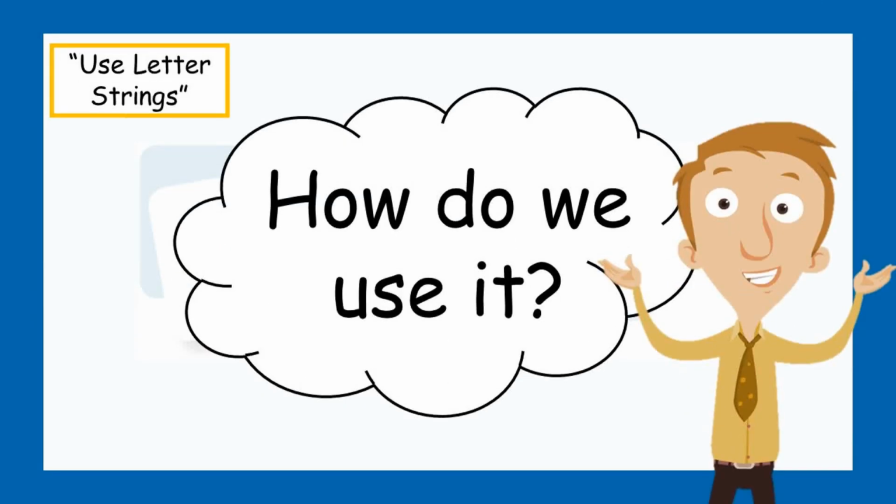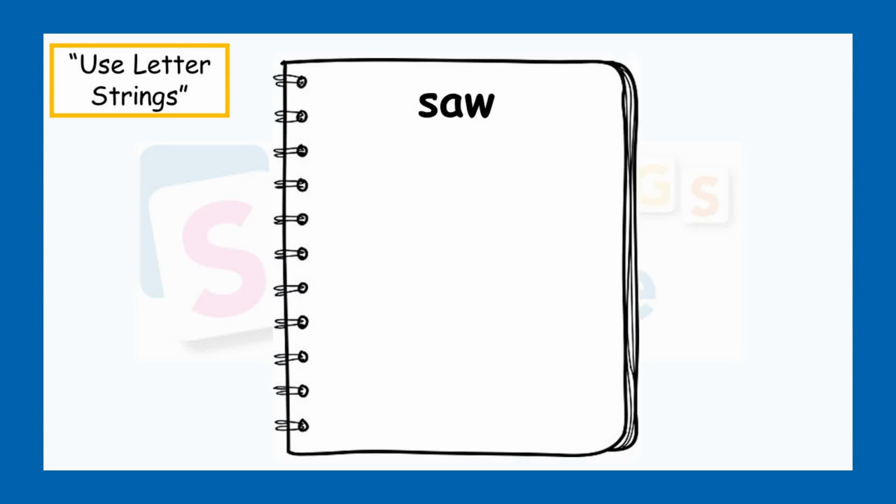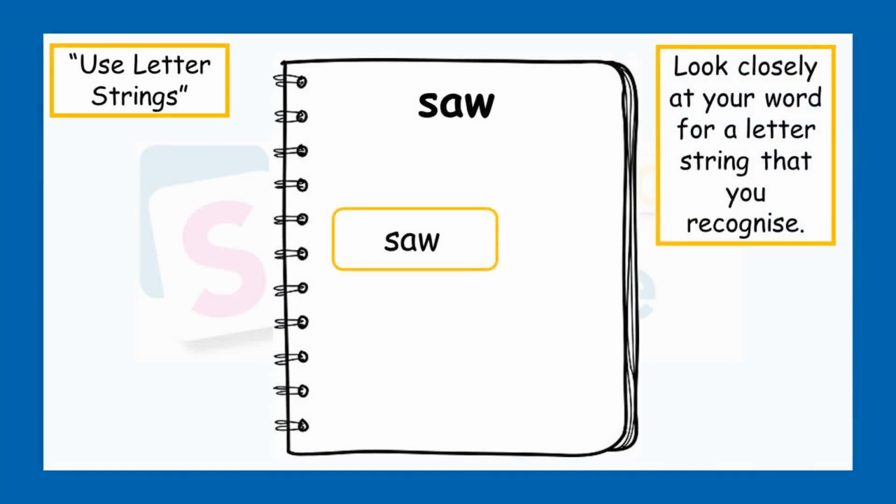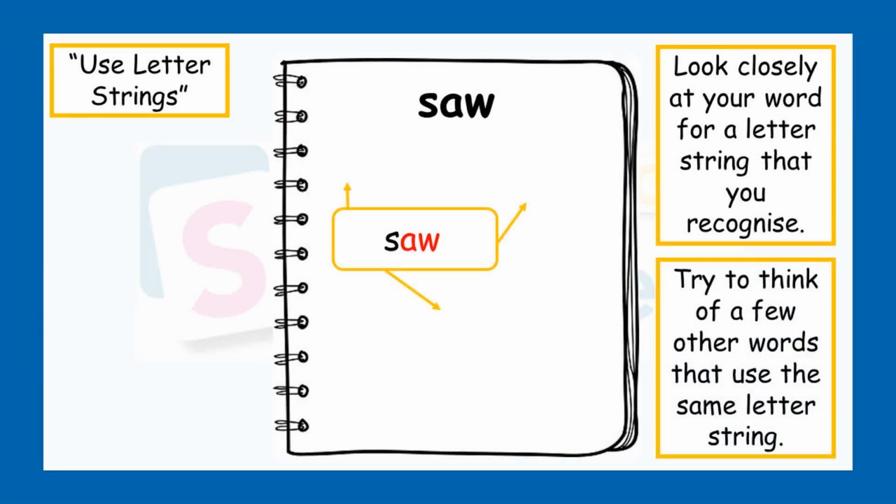So, how do we use this spelling strategy? Well, let's take a look at the steps we take to use the letter strings strategy with our spelling words. The first thing we need is a spelling word. Let's start off easy and take the word saw. The first thing we're going to do is look closely at our spelling word to see if we recognize any letter strings in there. It might be helpful to highlight the letter string when you find it, like this. Next, we want to think of some words we already know how to spell that use the same letter string. By linking our spelling words to words we already know how to spell, it'll make it a lot easier for us to remember the spelling in the future.